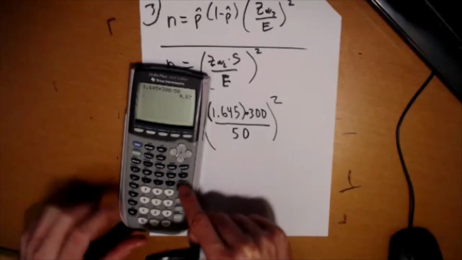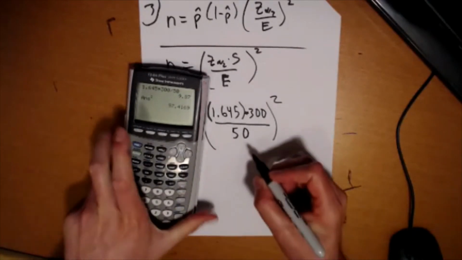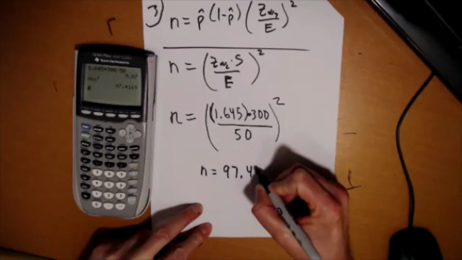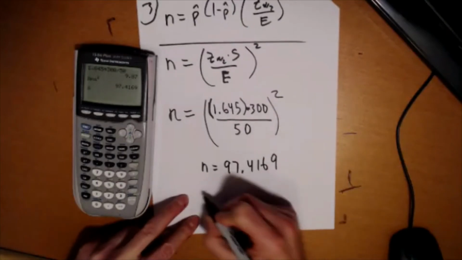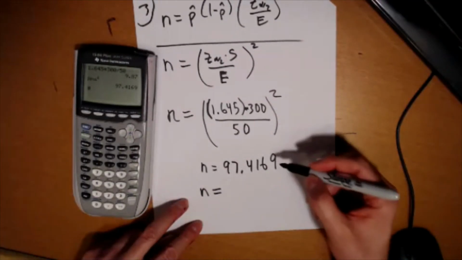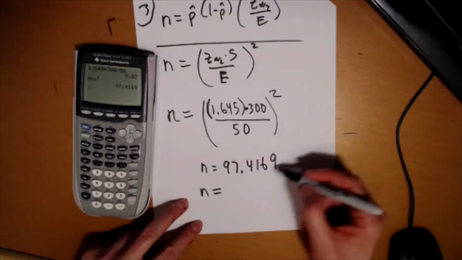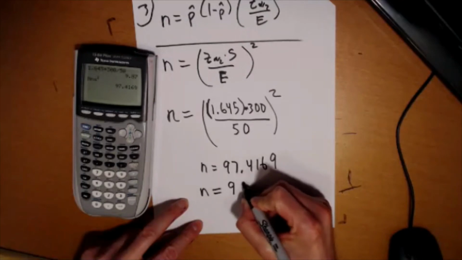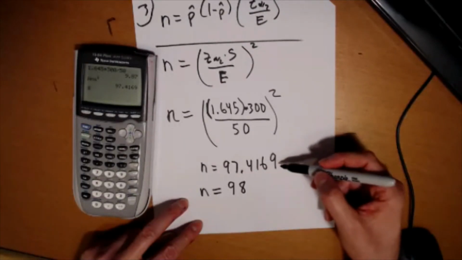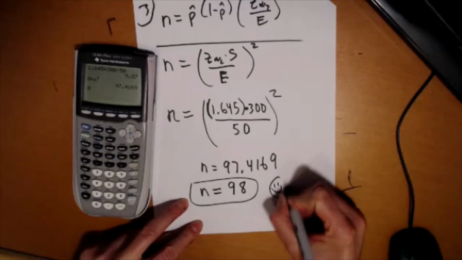Enter. Square that mess. Enter. So that gives us n equal 97.4169. But remember, we need to round up to the nearest whole number. So we have to sample at least this many things. So we would say 98. We don't normally round up like that. Only for sample size n, we must round up. Okey dokey. Hopefully that made sense.